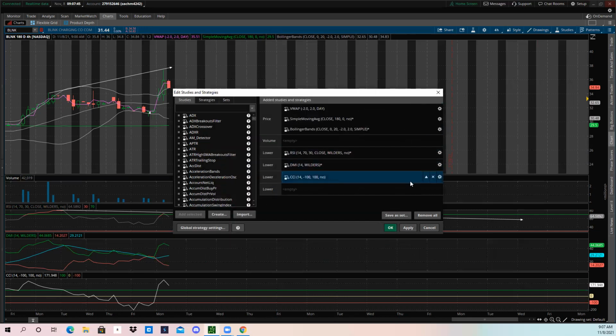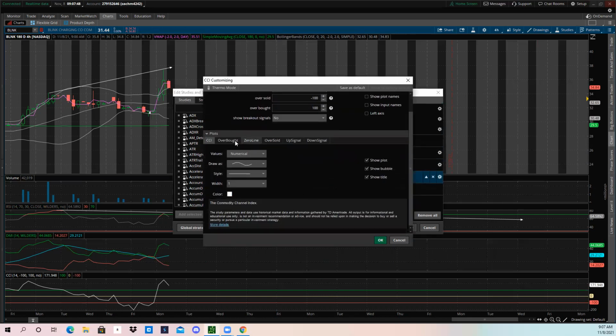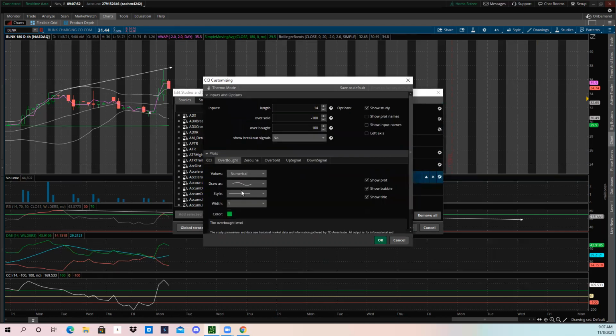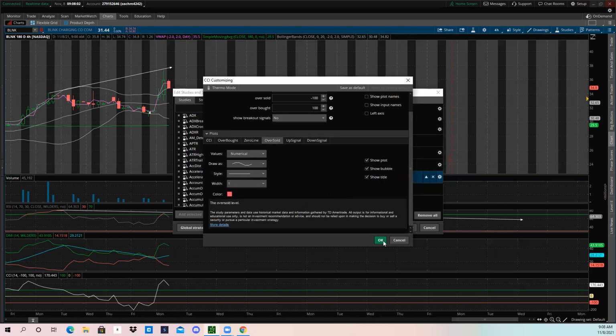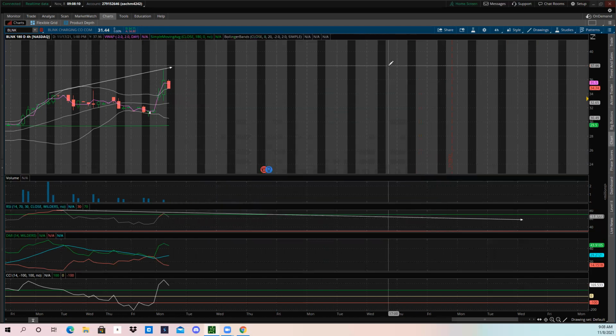And then here we have the CCI, all right? And CCI, basically everything as well is almost factory, okay? We're going to go and change the color of the CCI to white. We're going to change overbought to green, the zero line to yellow, and then this oversold to red, okay? That's basically what I do with that. And that would be how you would enter in all of these studies onto your platform on Thinkorswim if you're using TD Ameritrade Thinkorswim platform.